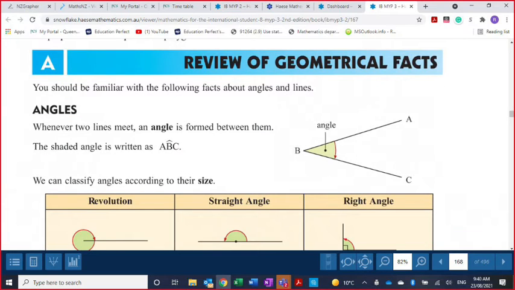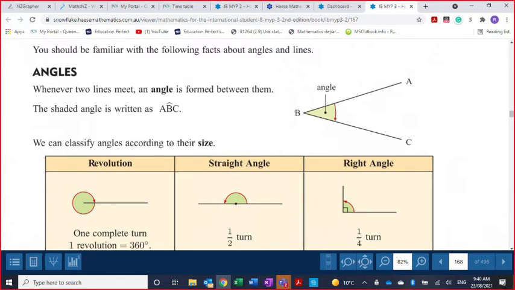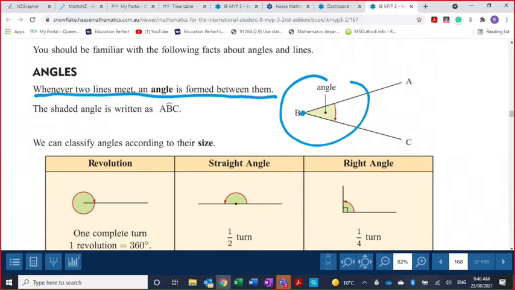Now, other than the idea of a polygon, we need to review a little bit of our work with angles. Hopefully you've had some work with angles, but if not, don't worry about it. We're going to review it carefully. So, wherever two lines meet, an angle is formed between them. If you look here, these two lines meet at B, and this space in between them forms an angle. Now, this one's showing the angle in the middle, but you also have an angle going around either side. Both sides are an angle.